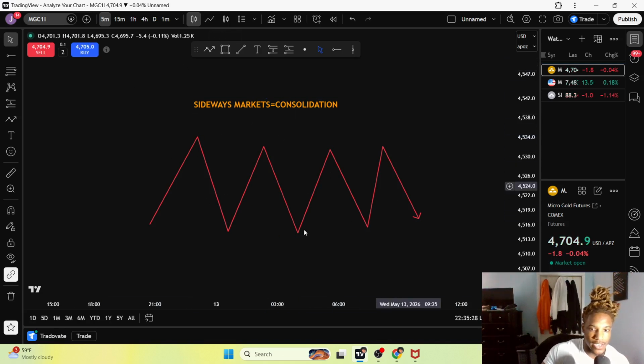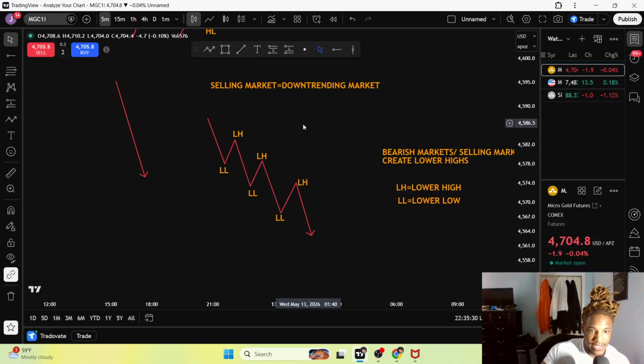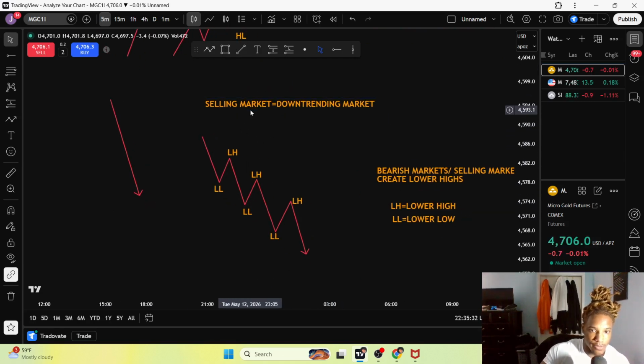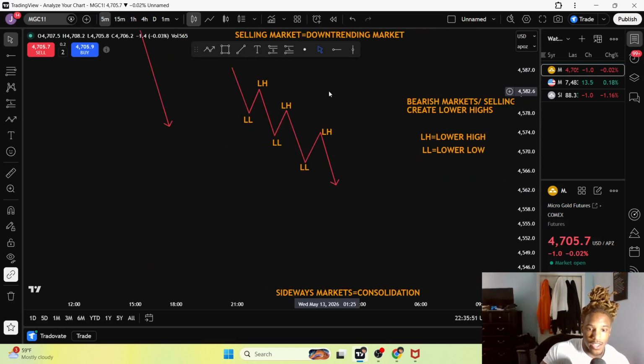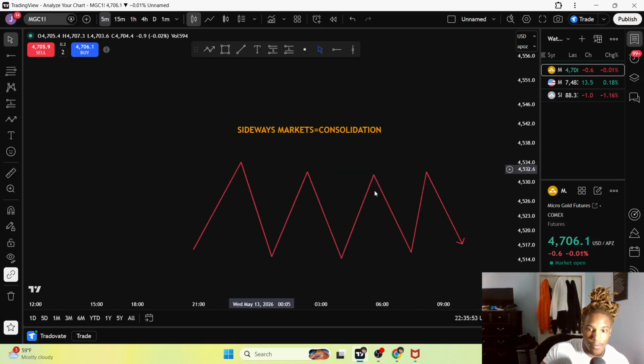There's no trend, right? Going back to the selling market, the bearish market, the downtrending market, whatever you want to call it, there's a trend. It's a downtrend. So you can profit off of this. You can profit off of this because it's making a pattern, right? In a bullish market, there's a trend. It's an uptrend. It's making higher lows and higher highs. You can profit off of this. This, you cannot profit off of.